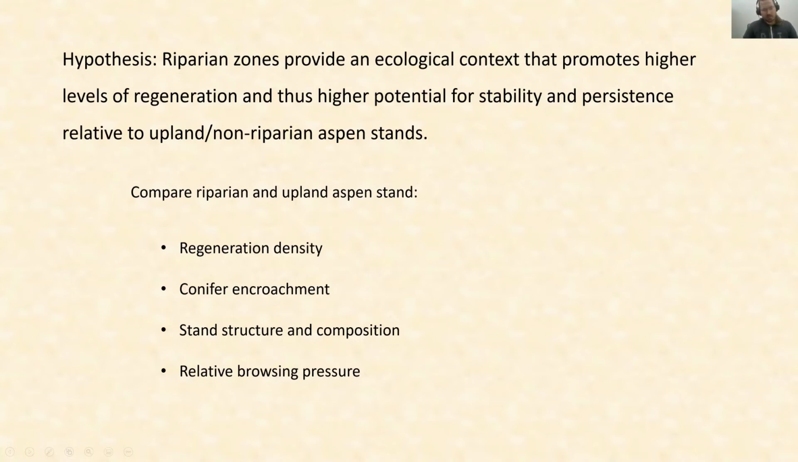And so to do this, we have to compare regeneration between the riparian and upland aspen stands. If you don't have regeneration, you can't have stability. No babies, no parents, right? Next, we also have to take into consideration the level of conifer encroachment or other competitive shrubs, stand structure and composition, and then of course the relative browsing pressure between the two.